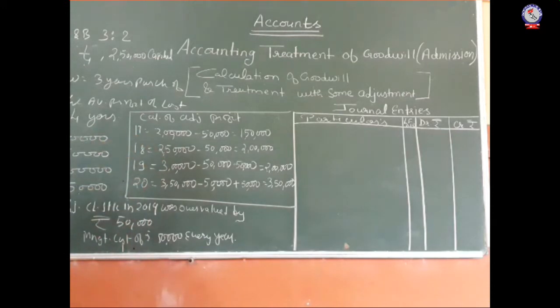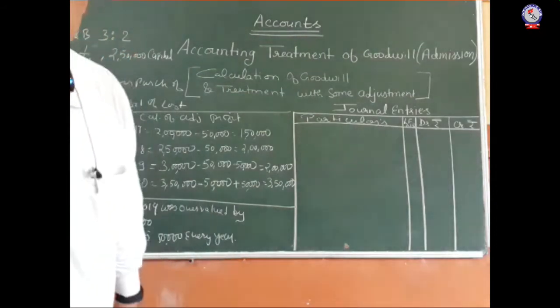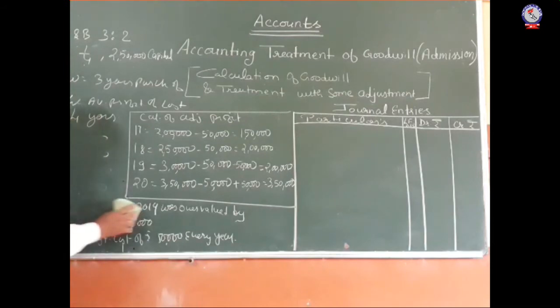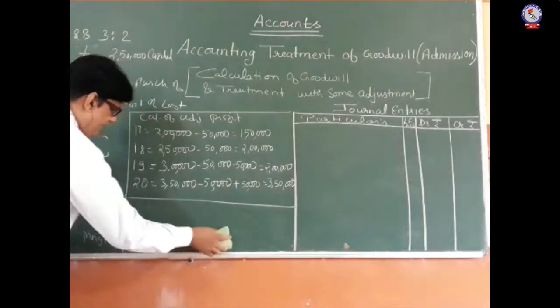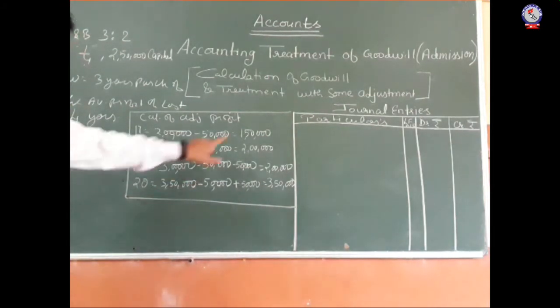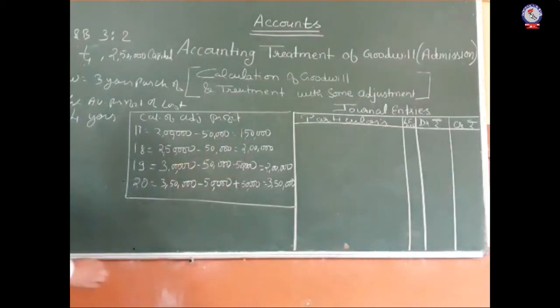This is done. Now we have to find out the adjusted average profit. Next step, we have to find out the adjusted average profit. So the calculation of adjusted average profit. Now this is not required, we have already used it. So now we have got this profit, we have to use this thing.